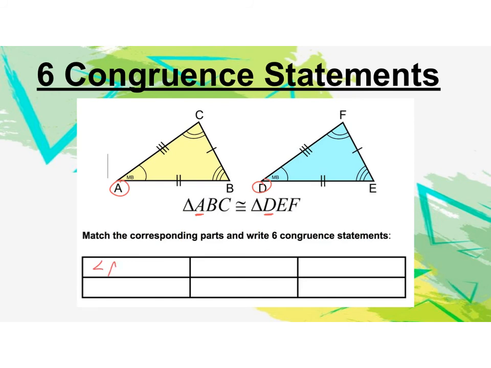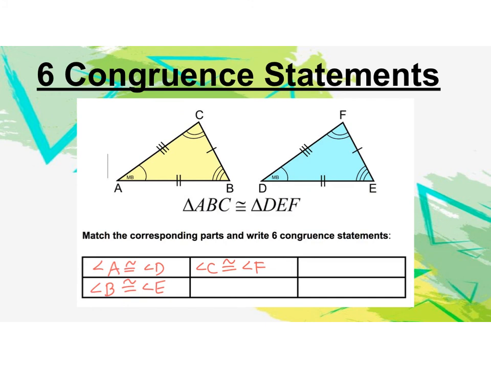So I can say angle A is congruent to angle D. I'm going to go with my second letter, which is B and E. There's B, there's E. So angle B is congruent to angle E. And then my third letter, C, goes with F. Angle C is congruent to angle F. Now, let me just erase that. Getting a little bit messy. And I'll switch over to blue.